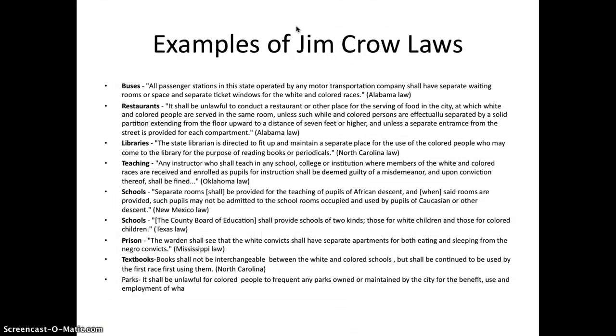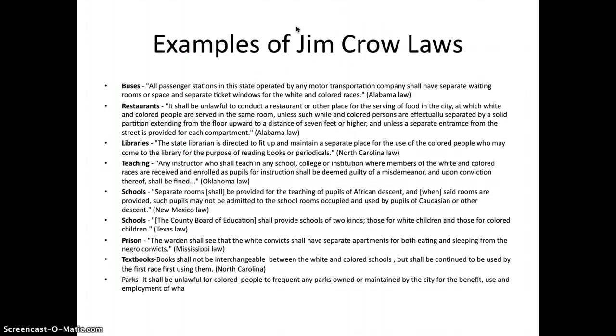Some other examples of Jim Crow laws are buses. In Alabama, all passengers had to sit differently. Most of the time it was blacks in the back, whites in the front, all up until a woman named Rosa Parks decided to go against the grain, sitting up front, causing an uproar, throwing us into something called the civil rights movement. During this time period as well, restaurants were different. In fact, most restaurants, you could not even accept a black person to come in. It was carry out only.